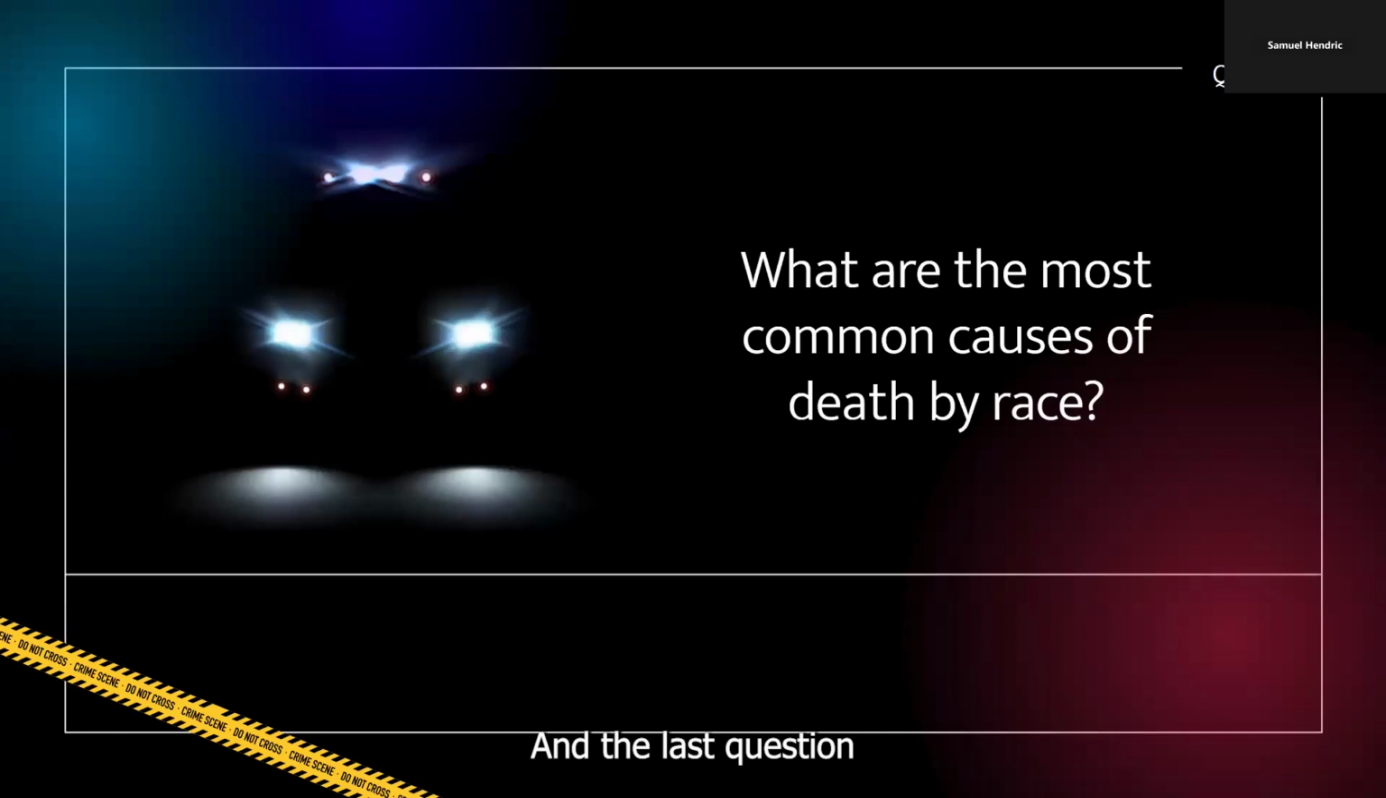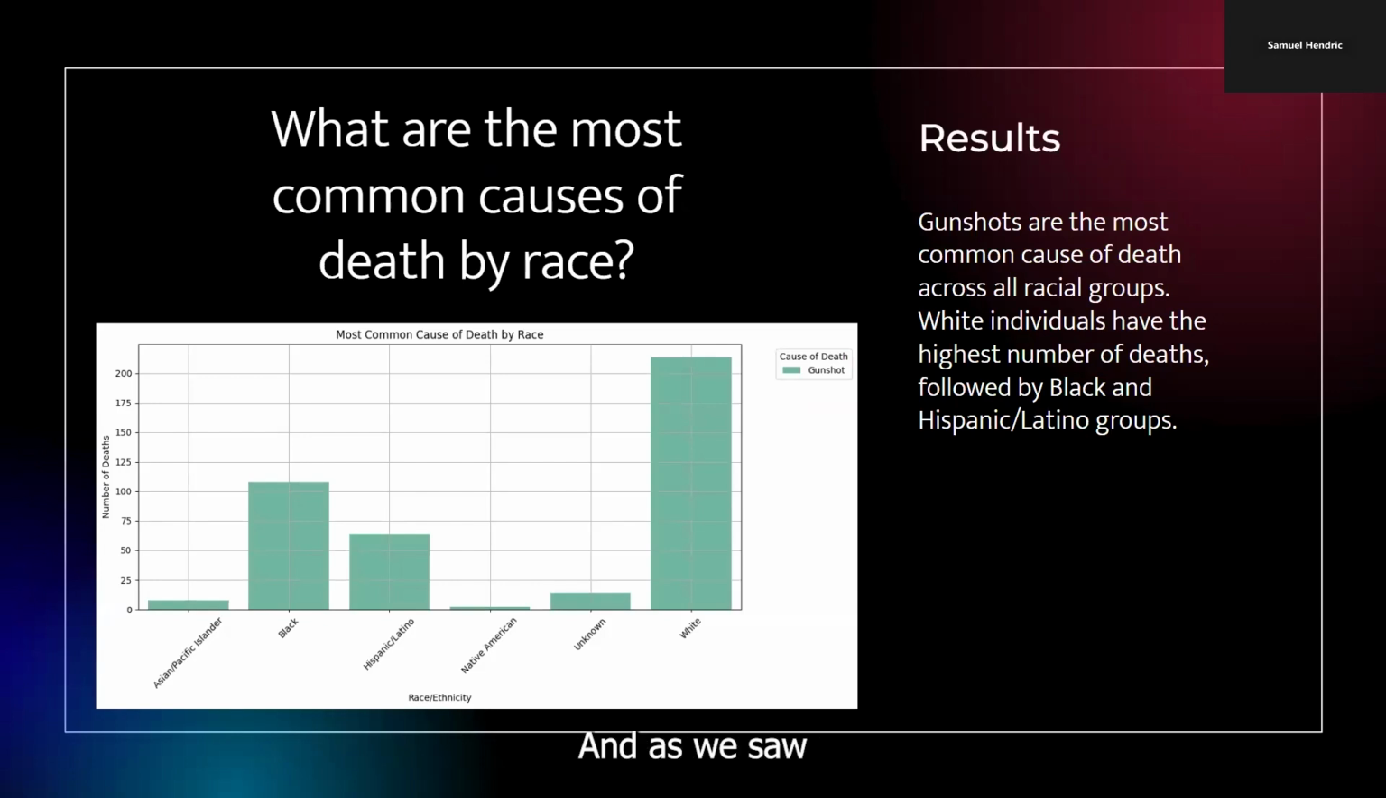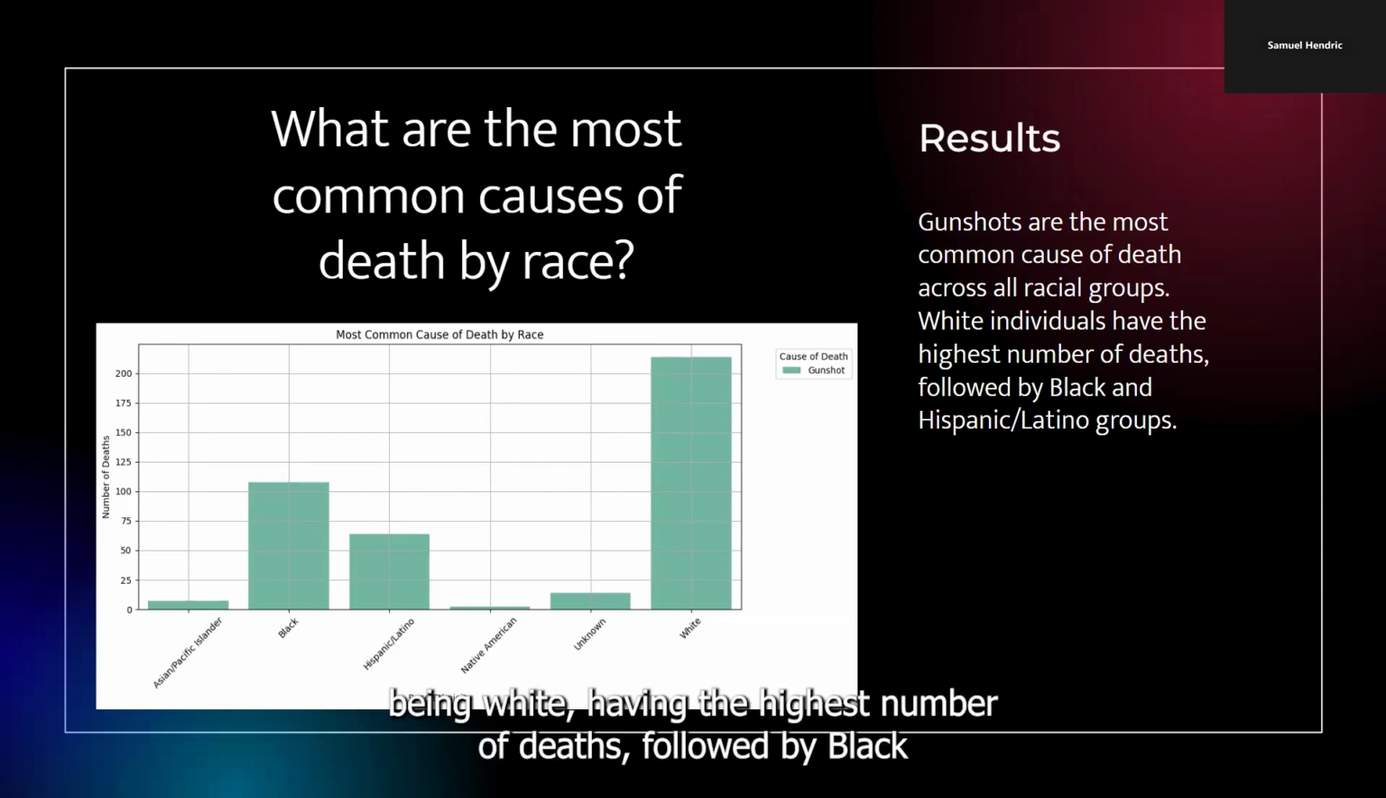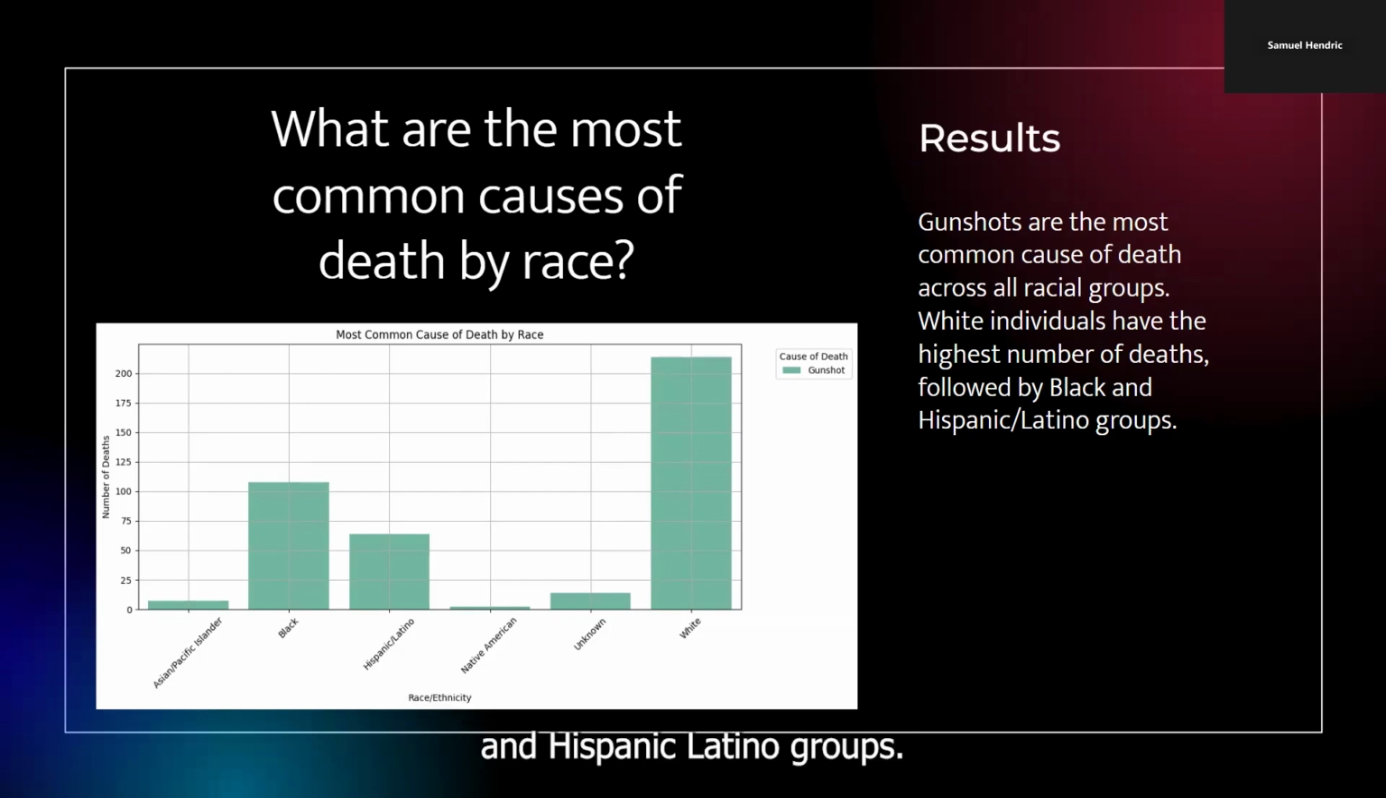And our last question, what are the most common causes of death by race? As we saw in the second question, firearms, gunshots, were the most common cause of death across all racial groups, with white people having the highest number of deaths, followed by Black and Hispanic/Latino groups.